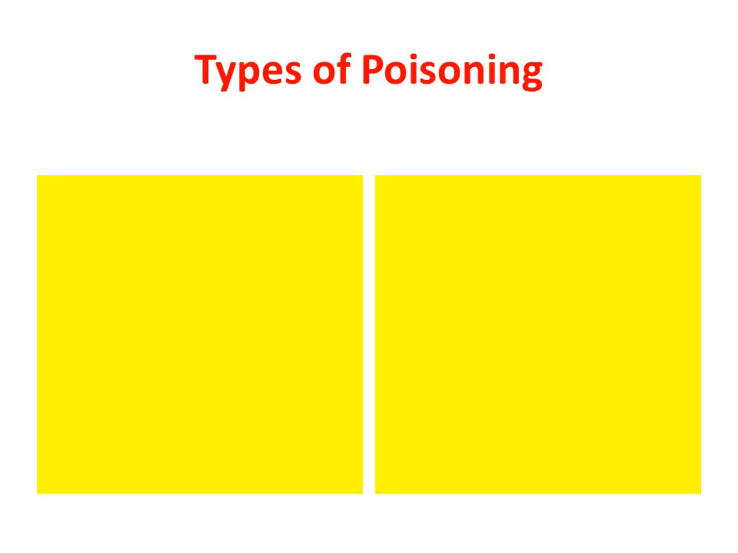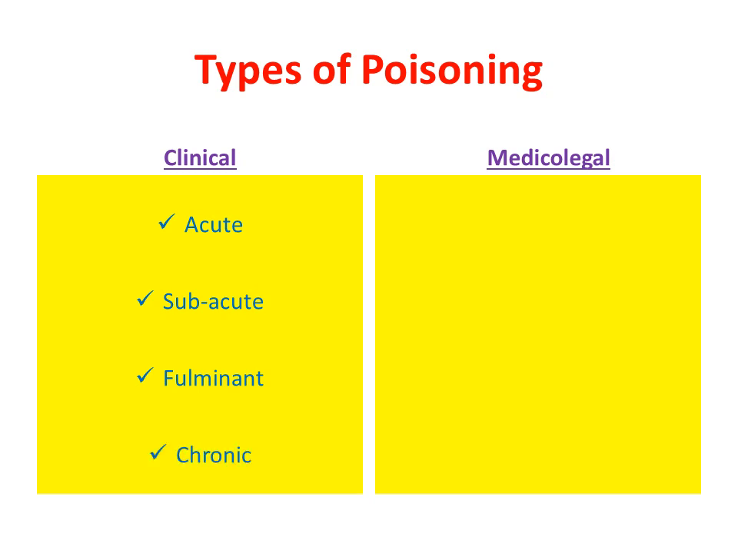Now that we have finished classifying the poisons, we'll classify the poisonings now. There are usually 2 types of poisoning. One is the clinical one, the second one being the medico-legal one. Under clinical, we have the following types. It can be acute, subacute, fulminant, or chronic. Under the medico-legal group, it includes accidental poisoning, which is the commonest one because most of the household poisoning as far as children are concerned is mostly accidental. It can be the environmental poisons which are accidental also, which include snake bites, wasp bites, etc.